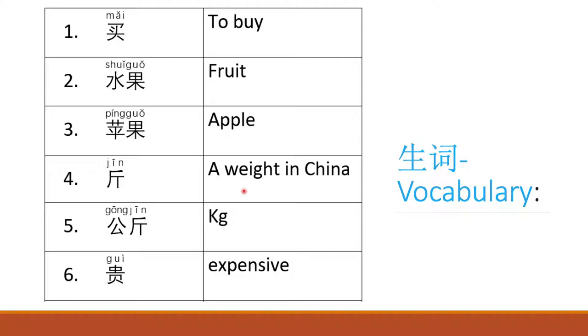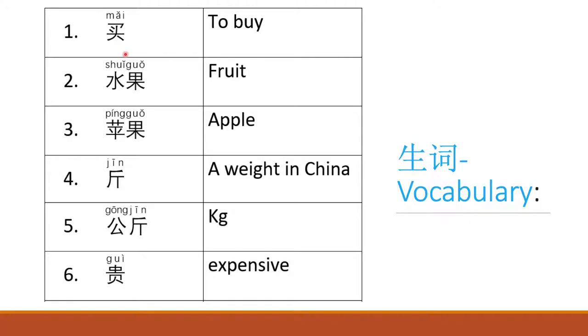Okay, the first six new words. The first one is the verb 买. Okay, read after me. 买, which means to buy. 你买什么? What do you want to buy? Right. Next one. 水果, 水果, which means fruit.